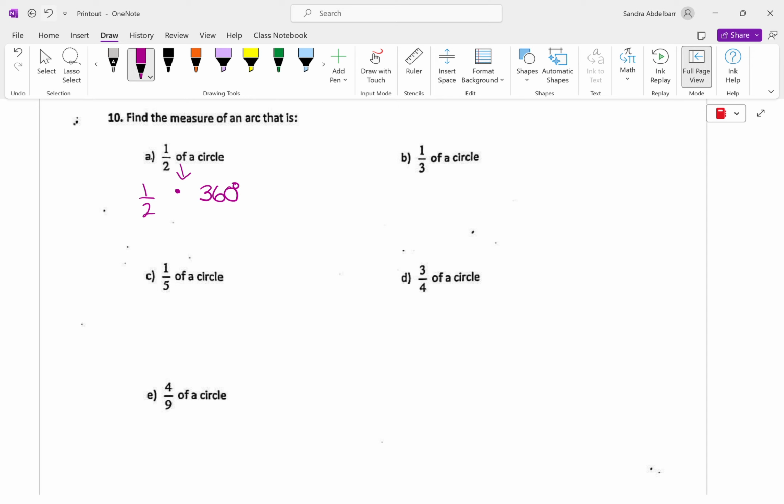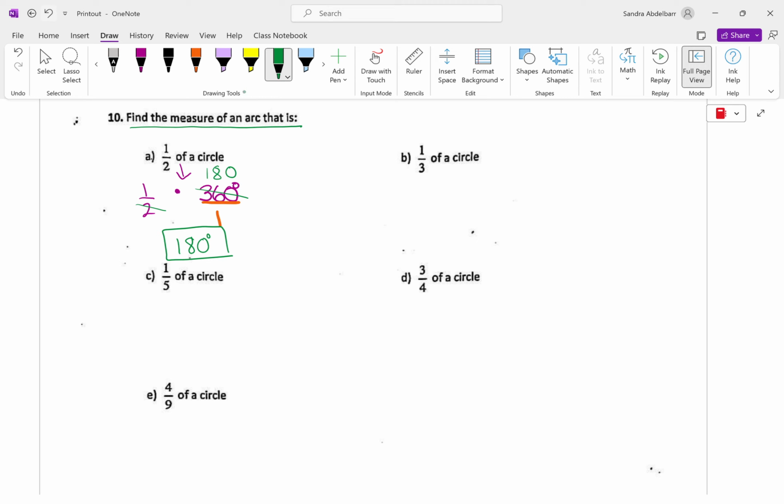And then a circle, isn't a circle 360 degrees? So we're saying take half of 360 degrees. Well, what is half of 360? 180. So when you're multiplying fractions, you can cross simplify. 2 goes into 360 180 times. So half of a circle is 180 degrees.